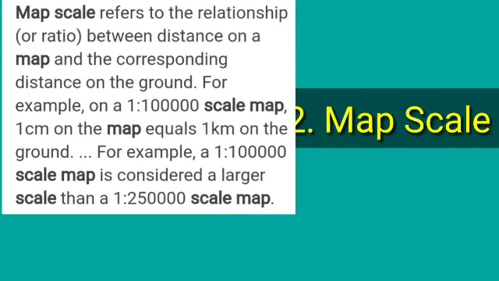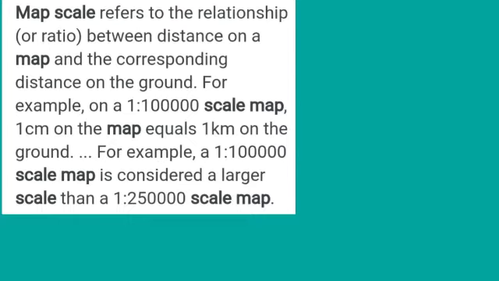Second point is map scales and its meaning. Map scale refers to the relationship or ratio between distance on a map and the corresponding distance on the ground. For example, on a 1:1 lakh scale map, 1 centimeter on the map equals to 1 kilometer on the ground. For example, 1:1 lakh scale map is considered a larger scale than a 1:2 lakh 50,000 scale map.